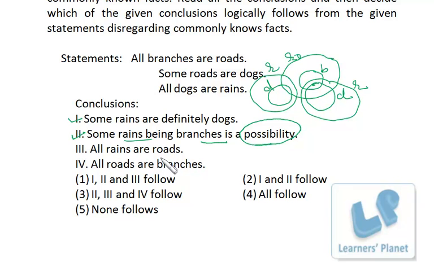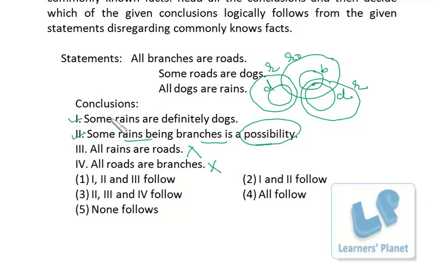All rains are roads. So this is a circle of road, this is circle of rain, and this is also rain. Any of two cases we can take, but in none of the cases we can see that the circle of rain is coming under the circle of roads. So this statement is wrong. This conclusion is in fact wrong. All roads are branches. So that is also wrong, we cannot see roads under branches. In fact, all branches are roads, not roads are branches, right? So this is also wrong.